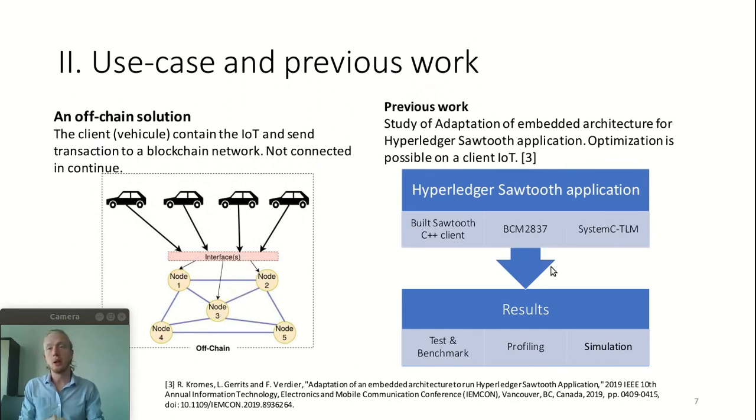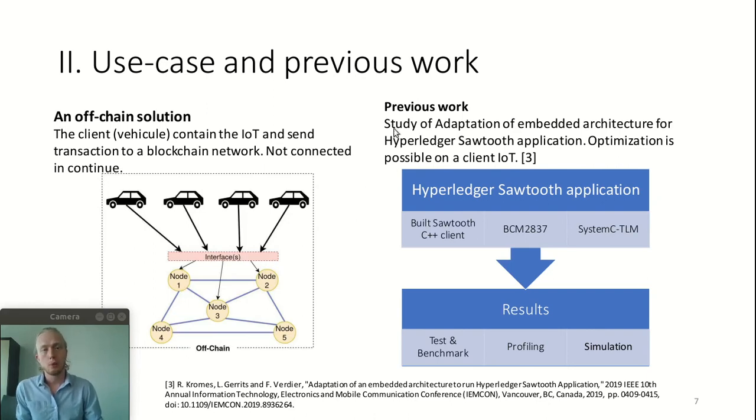So in previous work, we have worked on on-chain and off-chain solutions, and we have seen that the off-chain solution is the one that we need to use. This means that in an off-chain solution we have clients. Here the clients are the cars, the vehicles that contain an IoT, and the IoT is going to send the transactions to a blockchain network. So this means that the IoT is not continuously connected, and that the IoT doesn't store the blockchain ledger, and it also doesn't participate in the blockchain consensus.